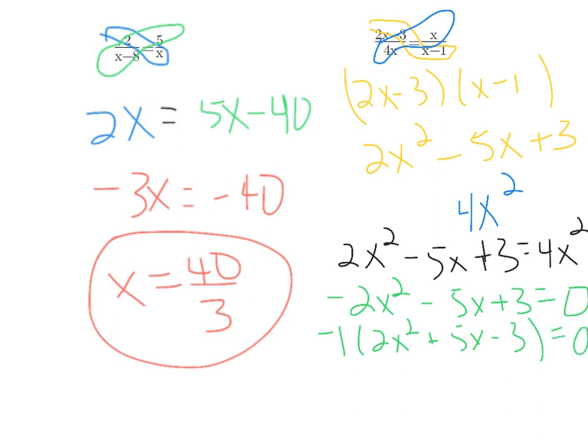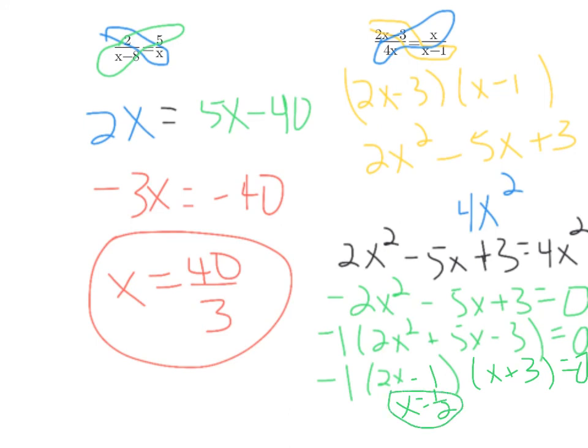Factoring my trinomial 2x squared plus 5x minus 3 using the diamond method, I would end up getting 2x minus 1 times x plus 3. And my equation again is equal to 0. Now if I set each factor equal to 0, if I have 2x minus 1 equals 0, that means that 2x is equal to 1, which means x equals 1/2. If I set x plus 3 equal to 0, x is equal to negative 3.